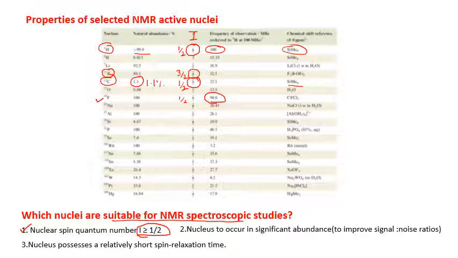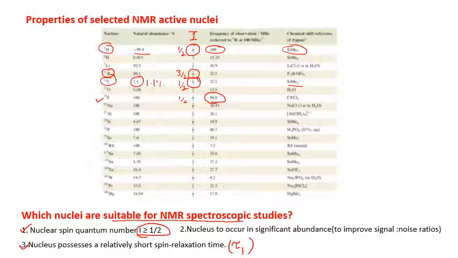And the third point is a relatively short spin relaxation time. This is very important. The spin relaxation time, written as tau 1, should be relatively short. This relaxation time does not always depend on the nucleus itself, but also on its molecular environment. The surrounding environment of the nucleus in the molecule affects the spin relaxation time tau 1.